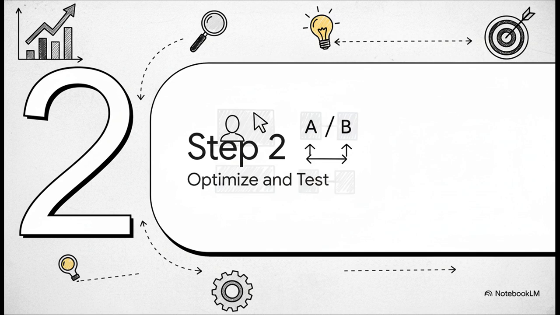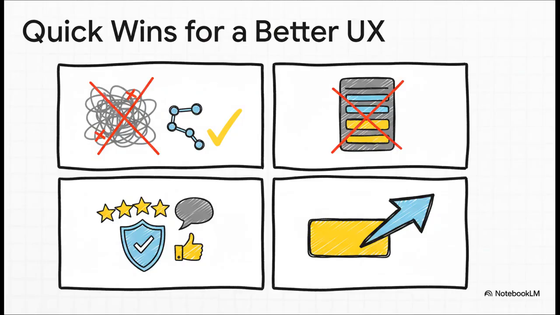All right, so once we have all those juicy insights, we can finally move from just understanding to taking action. And that brings us to step 2, optimize and test. This is where we start making smart, targeted improvements, and this is the most important part, we test them to prove they're actually working. You know, some changes can give you a boost almost immediately. These are the quick wins.